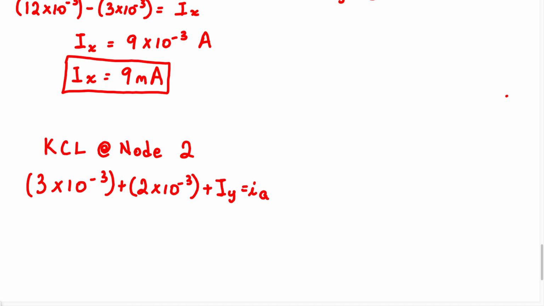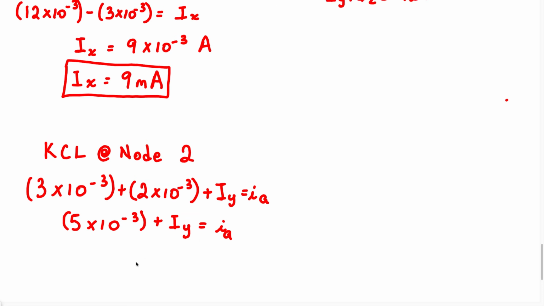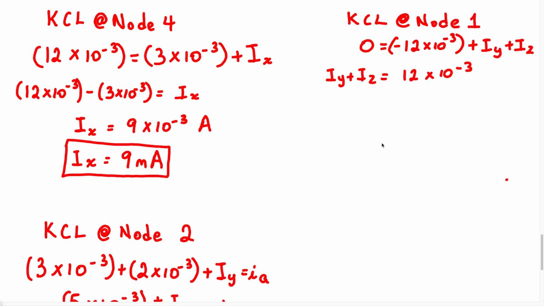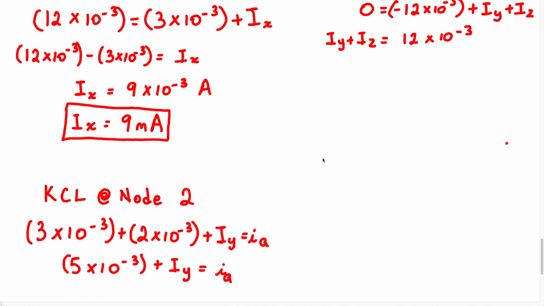Therefore, we can simplify this to be 5 times 10 to the minus 3 plus I sub y equals IA. Now when we look at this, this once again does not help us. Why? Because we have two unknowns. We have Iy and we have IA. When we look at our node equation for node 1, we have Iy and Iz. We cannot do a system of equations. And the reason is, even though we have the same Iy, we do not have Iz in our second equation.